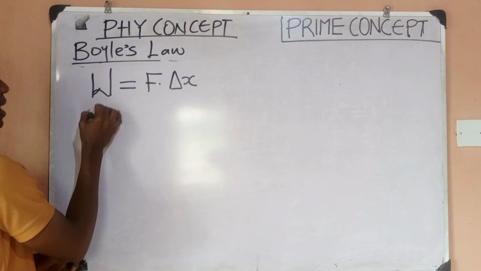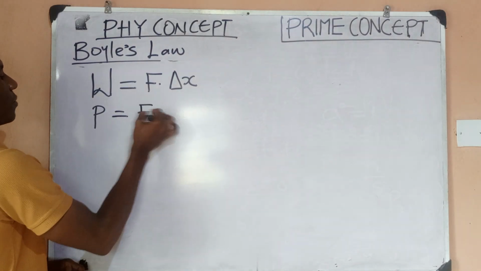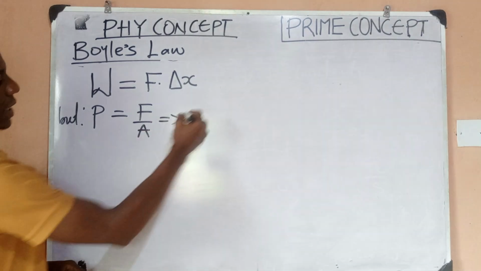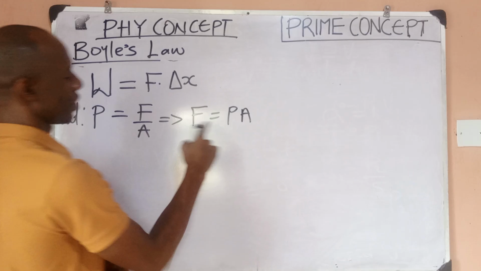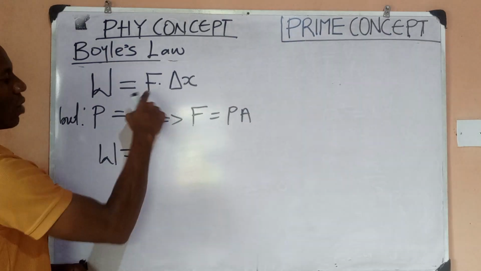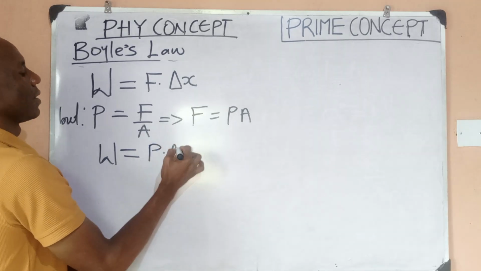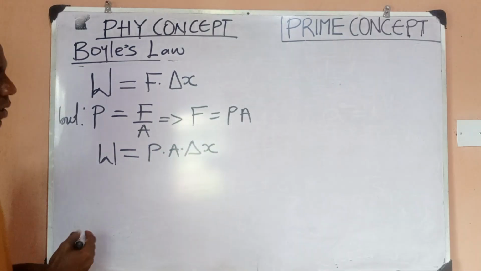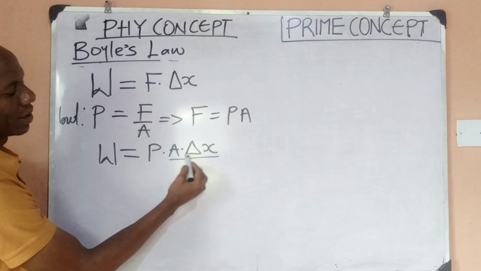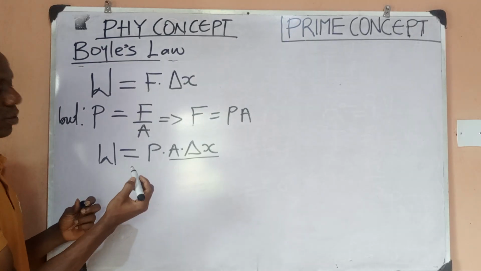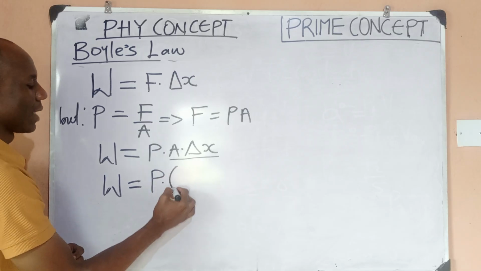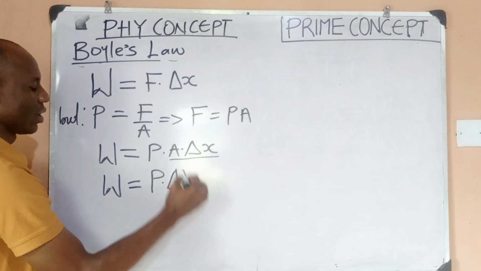If you recall, you would know that pressure is force over what? Area, which would simply imply that force is PA. Force is pressure times area. So I'm going to replace this. Then I would have that my work done is going to be what now? Pressure times area times change in x, right? Yes. Then I can see something unique around here. Area times change in distance is going to give you what? Volume, right?